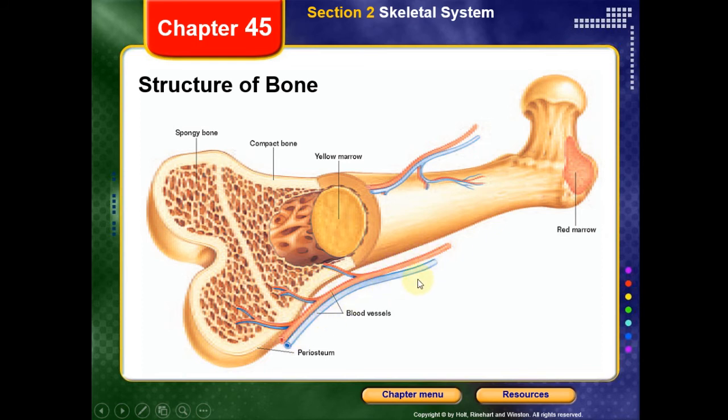Now, if you notice here, we have blood vessels. These blood vessels supply the bone with blood. Actually, since the bone cells are alive, they need to be supplied with blood because they need oxygen, and they need to remove wastes. In addition, the bone marrow produces some types of white blood cells which need to be discharged into the bloodstream. So this is one important role of the blood vessels in the bone.